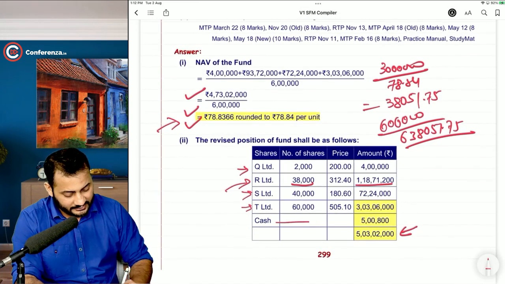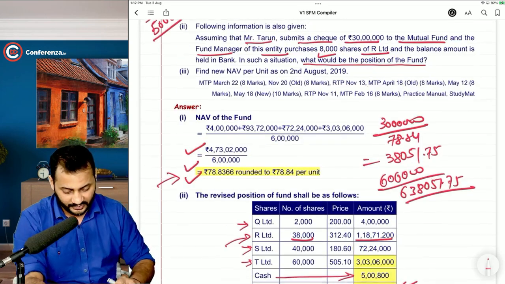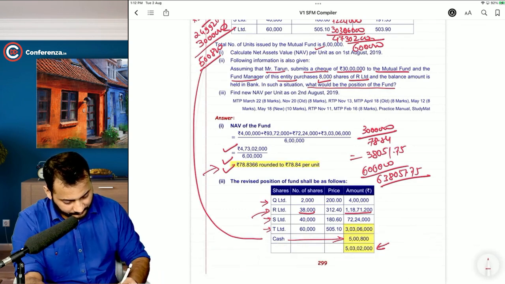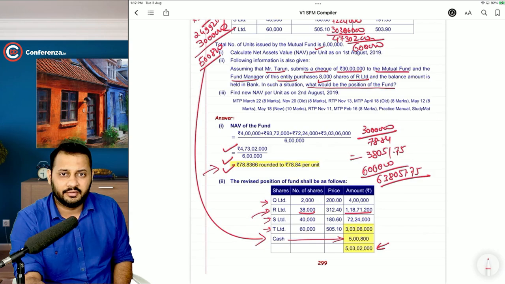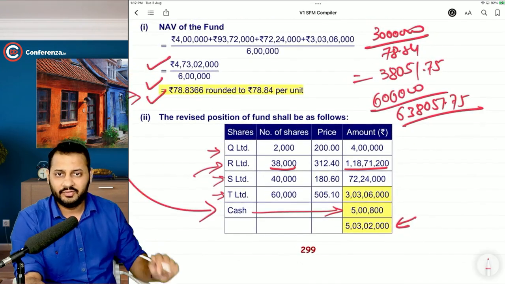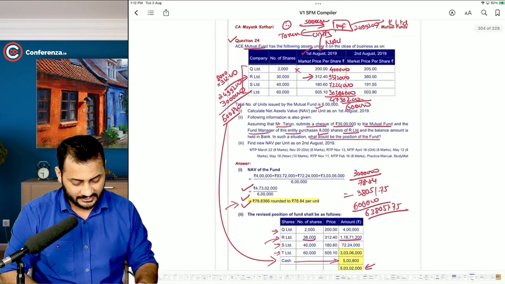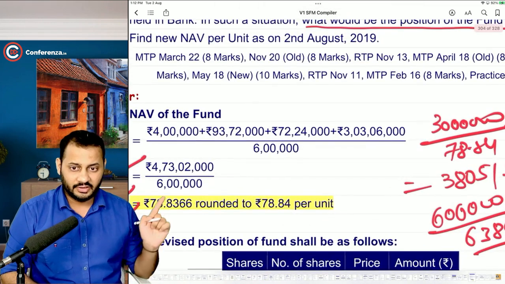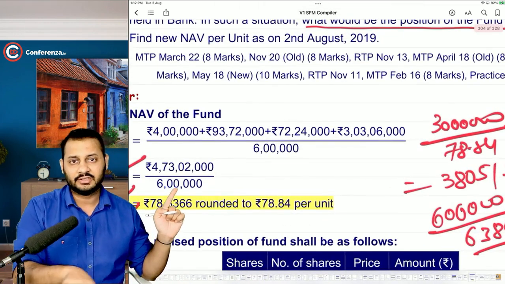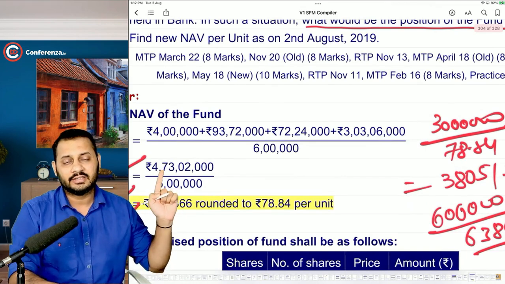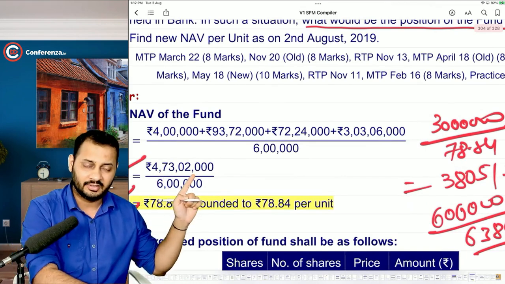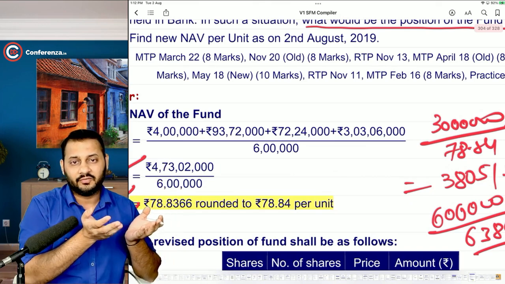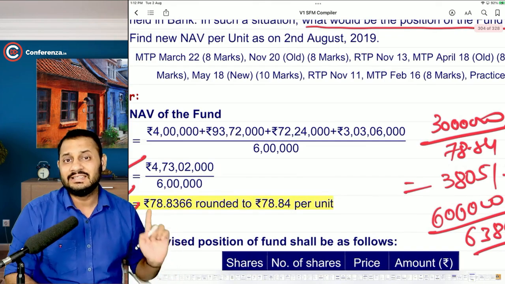And you can clearly see this is the cash balance, 5 lakh 800. You can clearly put a mark here to show how this has been calculated. If you calculate the NAV on that date, it will still come to the same figure, 78.84, because on the denominator side, the number of units has increased worth 30 lakhs. Net assets have also increased in the numerator worth 30 lakhs. So numerator and denominator have equivalently increased, and that's why the figure is the same.